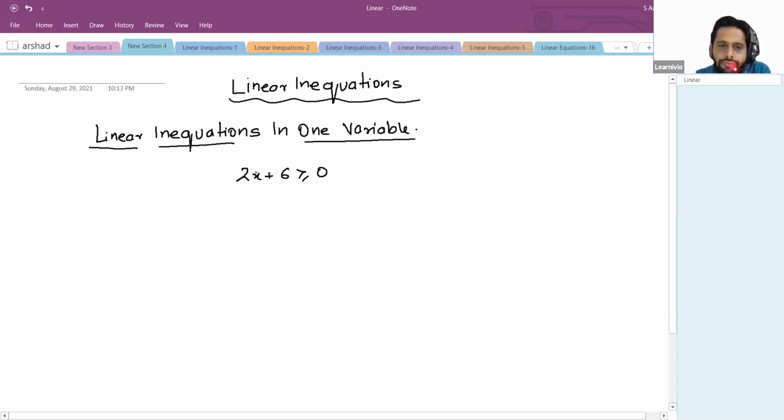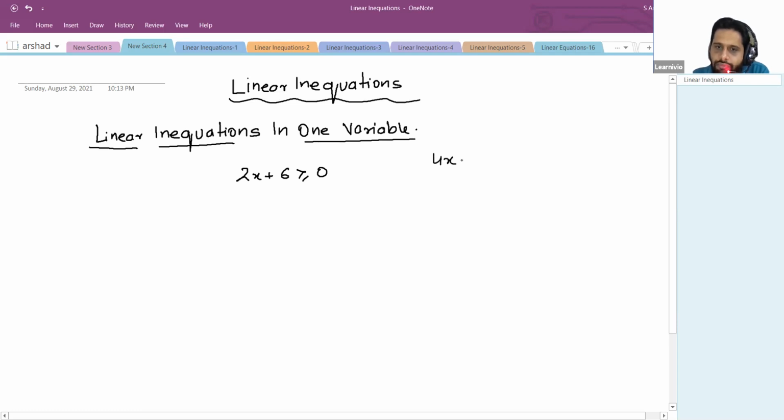Linear, so we have a variable which has a power of 1. So linear represents the variable having the power 1. Next, one variable. So in this inequation, we have a single variable. And inequation, so we have a sign of inequality. So this is an example of a linear inequation in one variable. In a linear inequation in one variable, we have an inequation which has a variable having power 1, and we have a single variable.